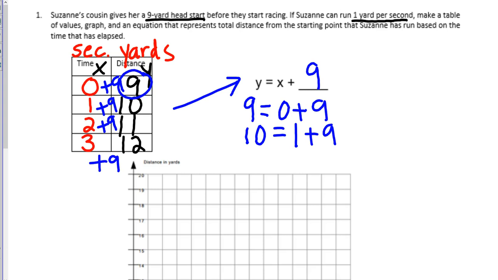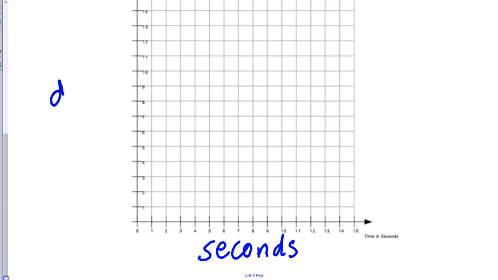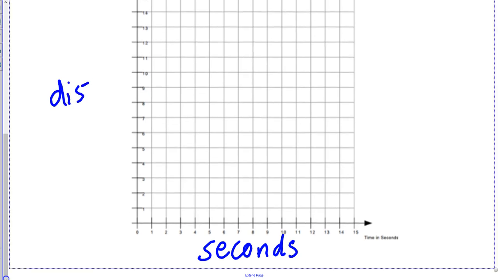Okay? So if I want to go and graph this, just like I did the other one, this down here is going to be my seconds. And then over here is going to be my distance. So after 0 seconds, she's gone 9, because that's her head start. After 1 second, she's gone 10 yards. And after 2 seconds, she's gone 11. And we can graph this like so.